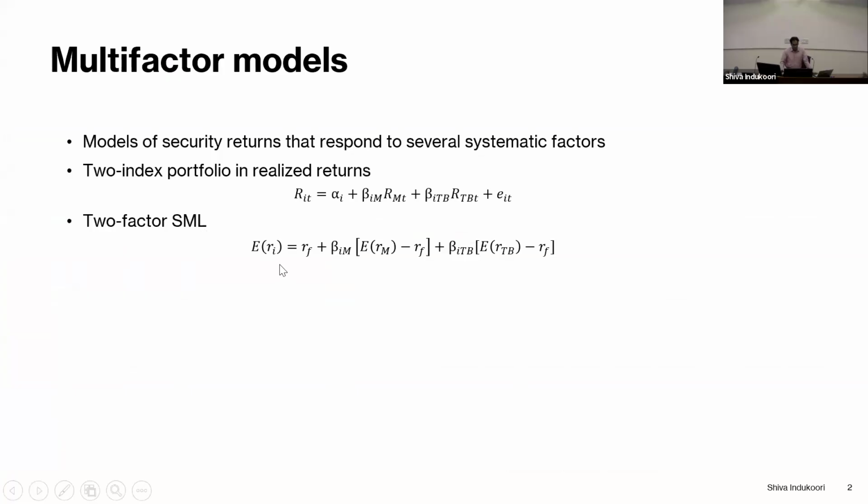A simple task for you: looking at these equations, can you tell me what's happening? Either this or this, you can take anything. How is this different from CAPM? CAPM twice, okay. So why is it once there and twice here?